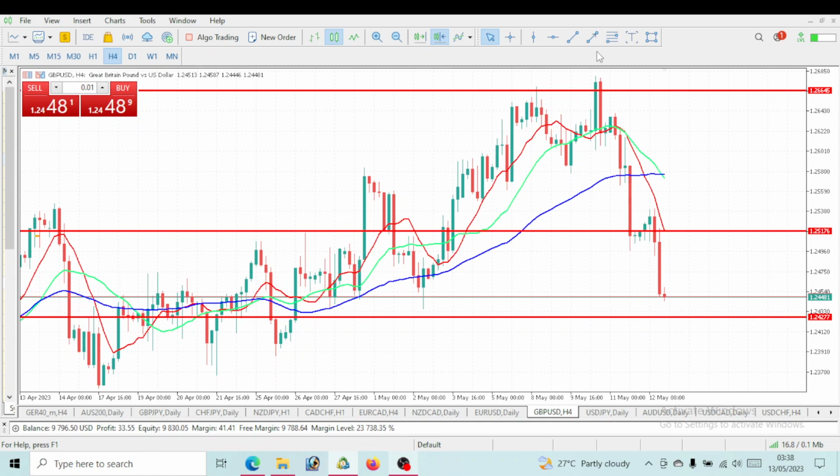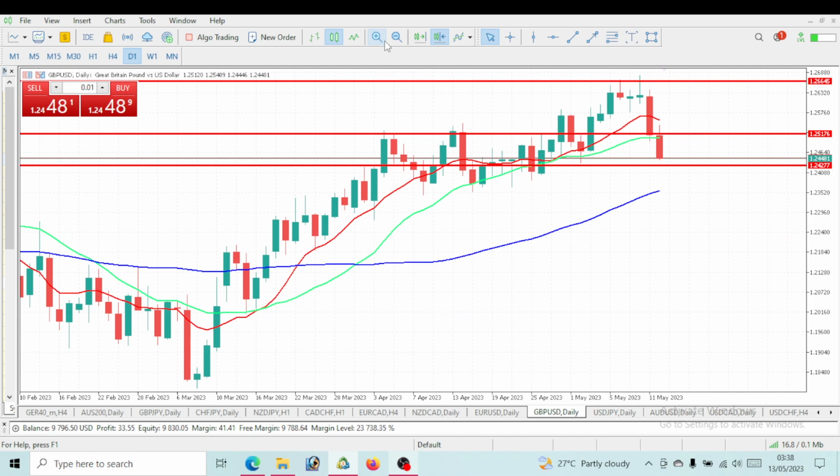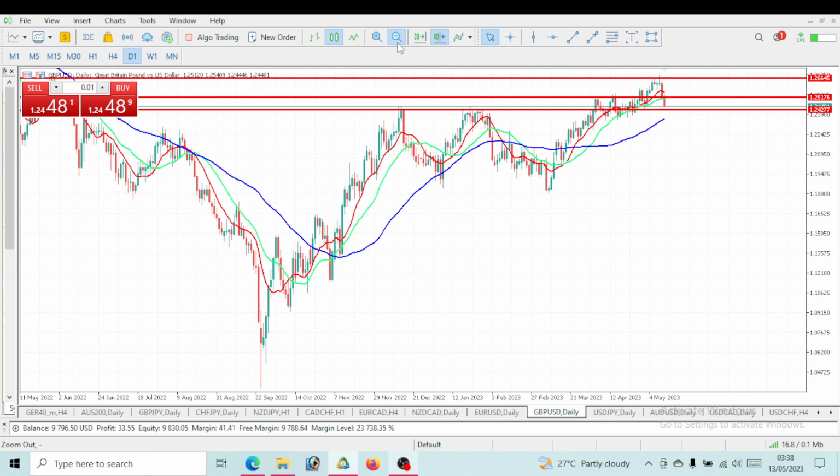Now, with what I am personally seeing, I see this as a reversal movement. There's every possibility, I would say there's a 60 or 70% chance that GBPUSD is now giving us a reversal movement. Now let's zoom it out.